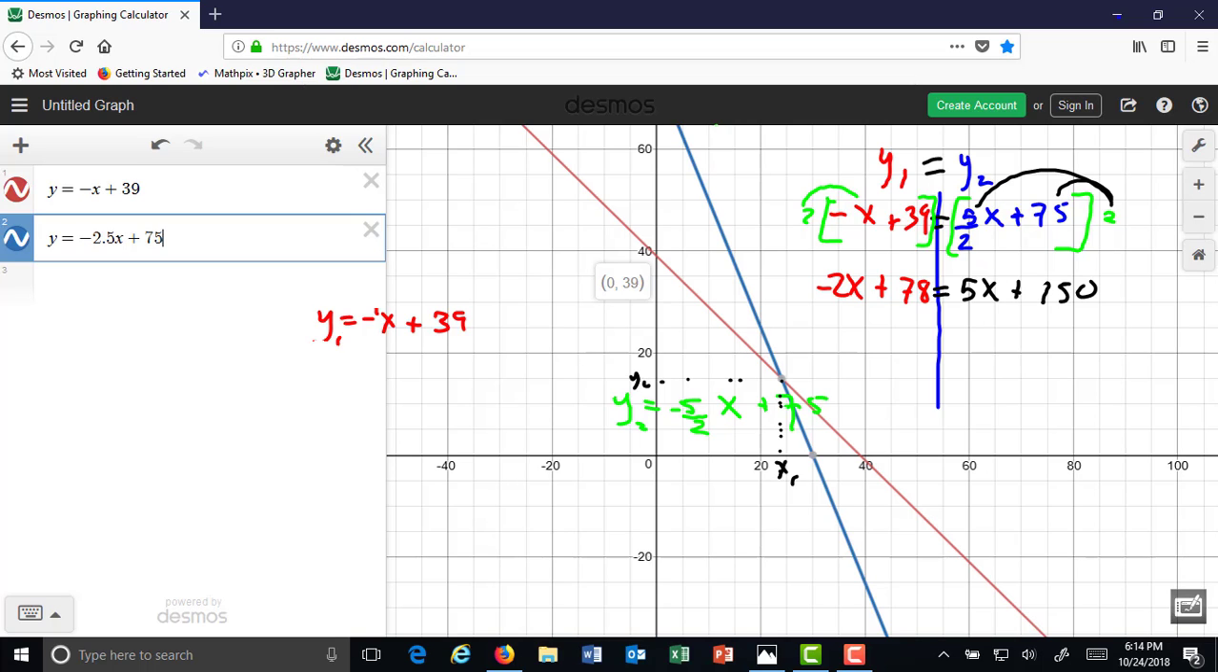Now, which x am I going to work on? I'm going to work on the one that has the fewest x, right? So I'm going to add a 2x here, and I'm going to add a 2x here. I'm adding those 2x's. So that just leaves me 78, right? Equals 7x plus 150.